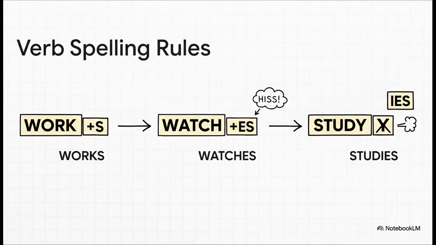Now, you might be wondering, okay, how do I know whether to add S or ES? Well, here are the quick spelling rules. For most verbs, it's just an S. Easy enough. But if the verb ends in one of those hissing sounds like S, SH, or CH, you add ES, mainly because it's easier to say. Try saying watch-S. It's awkward, right? Watches flows. And for verbs ending in a consonant plus Y, like study, the Y changes to IES.